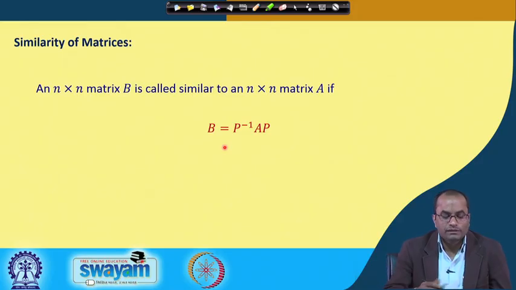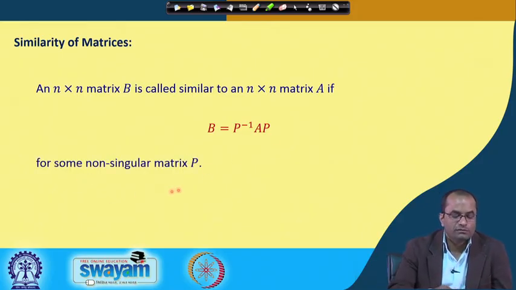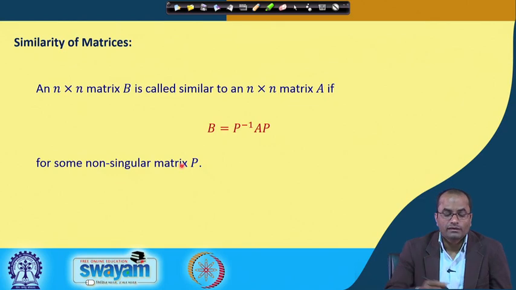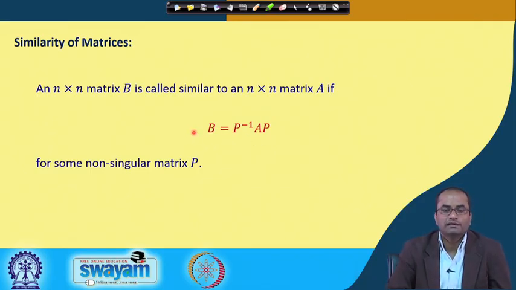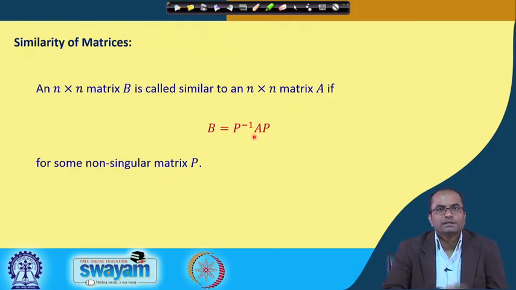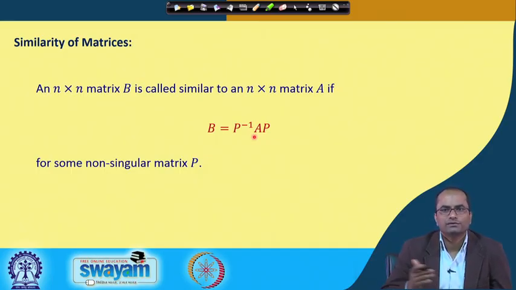And what is this P? For some non-singular matrix P, there exists a matrix P inverse, and therefore P inverse makes sense. So, if we have this relation between the two matrices B and A, that P inverse A P gives B, the other matrix, then we call these two similar. Why do we use the word similar? Some of the properties we will check today itself, that B and A share very many common properties in terms of the eigenvalues, eigenvectors, and there are other considerations as well, which we will continue in the next lecture.